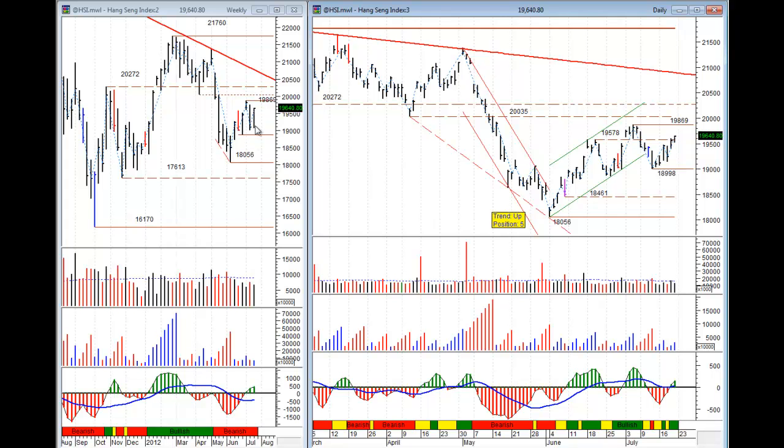However, I would say that sellers have two opportunities to bring the market down, but they are not able to do so. So I think the bias for Hang Seng is due to the upside rather than to the downside.